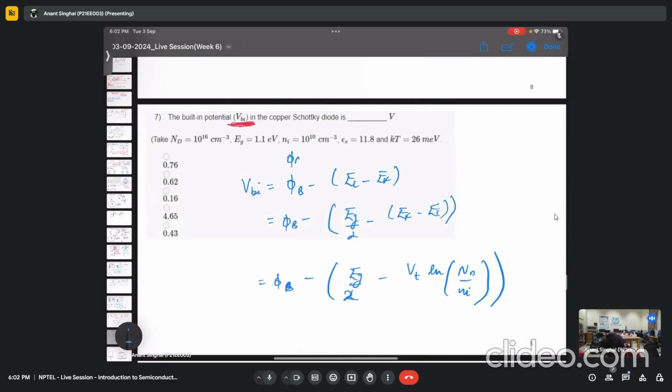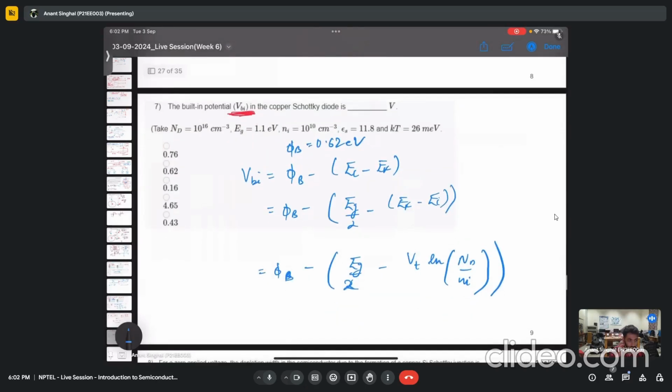The barrier height we calculated was 0.62 electron volts, and we have everything. And EG, I hope you know that for silicon it is 1.1 electron volts, 1.12 exactly. So give it a try and let me know what is the answer that you are getting for VBI. Is it fine with everyone? I hope you are able to understand this. Please let me know and then I'll give you some time. Is it fine? Yes, sir. Okay, you can take 2-3 minutes and let me know the answer.